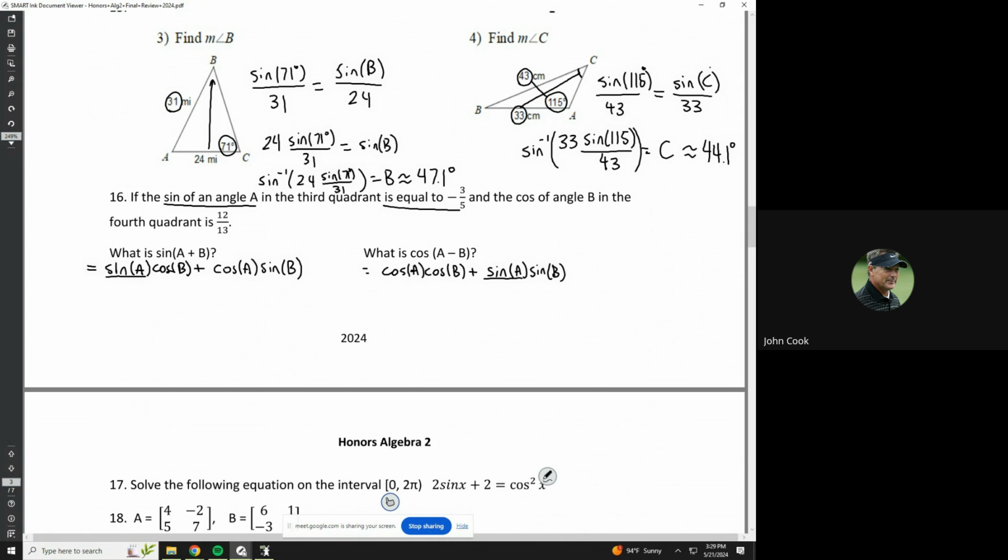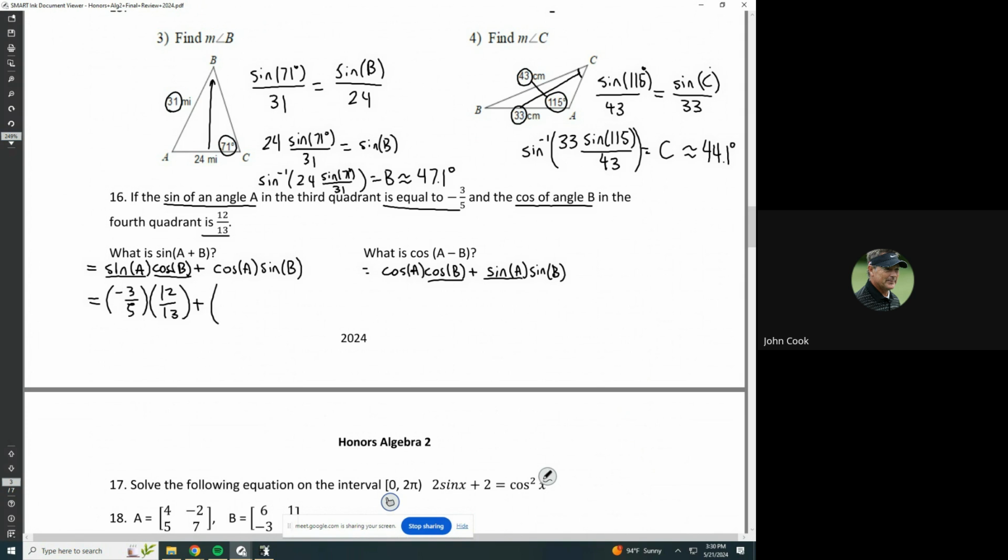And then the other thing is that the cosine of angle B is 12/13. So cosine of B, that's this, is 12/13. And cosine of B is this. Okay, so we've already got part of this, right? Sine of A is negative 3/5. Cosine of B is 12/13.